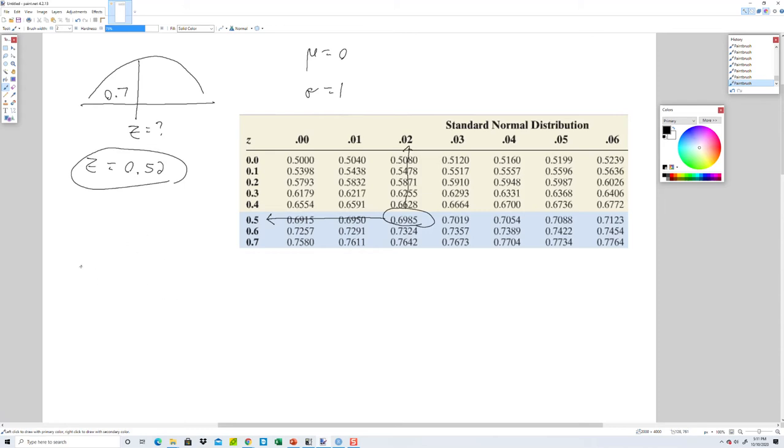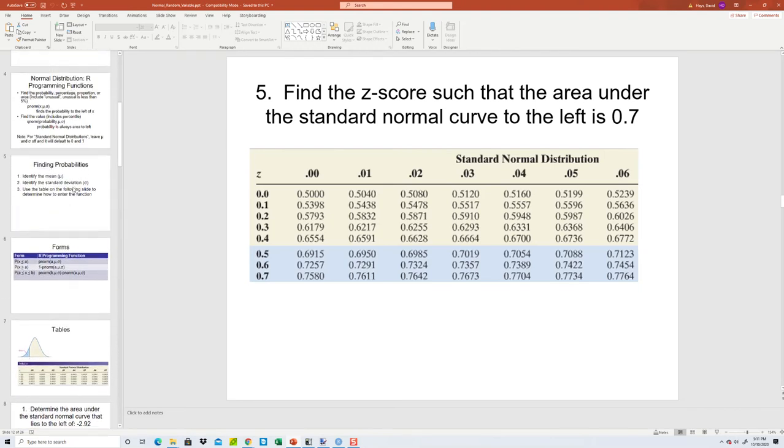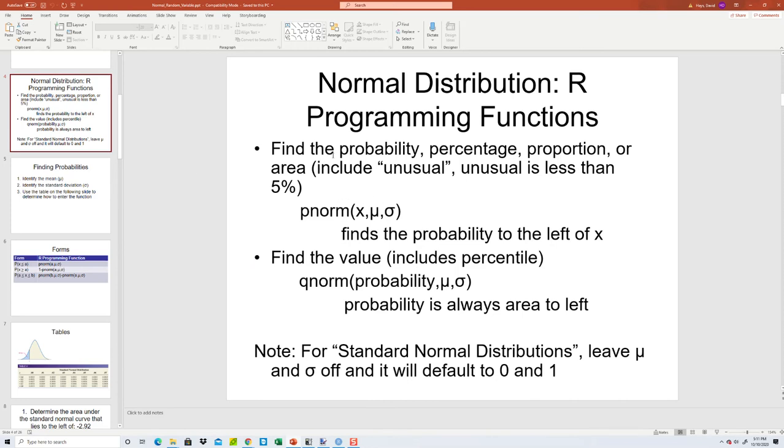Okay, so let's take a look at how to do it with R. Same type of setup. We're still trying to find that value right there. And again, I'm not trying to draw this in the correct form. If this is 70%, it definitely wouldn't be this far to the left. But okay, so now if you're finding the probability, you're using P norm. If it says anything besides probability, percentage, proportion, or area, or unusual, which this one is saying something different, then you find the value. And you pass in the probability. This is the area to the left. And then your mu and your sigma into Q norm.